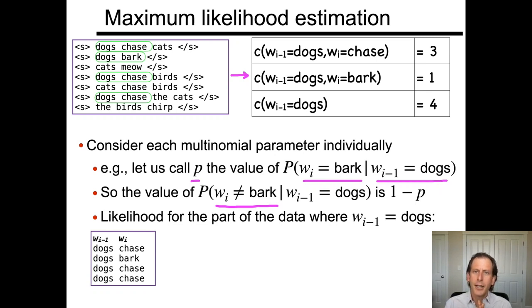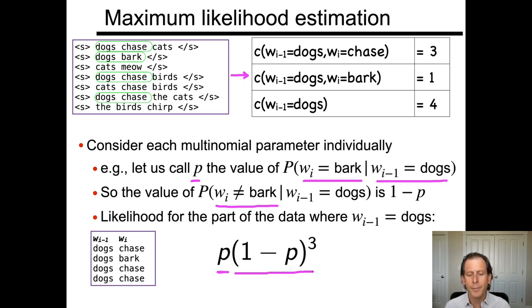Remember, the likelihood is the probability of the observations given the model. And so the likelihood for this little chunk of the data is: there's 1 instance of bark, so the probability is p, times 3 instances of not bark, so that's (1 minus p) cubed. For this representation, I can think of the likelihood as having this form. This is an oversimplification because there are going to be many different parameters, one for each possible next word. But everything I'm going to say here will hold and generalize to that broader case. In this case, where I'm just thinking about one parameter, it is conceptually very simple.